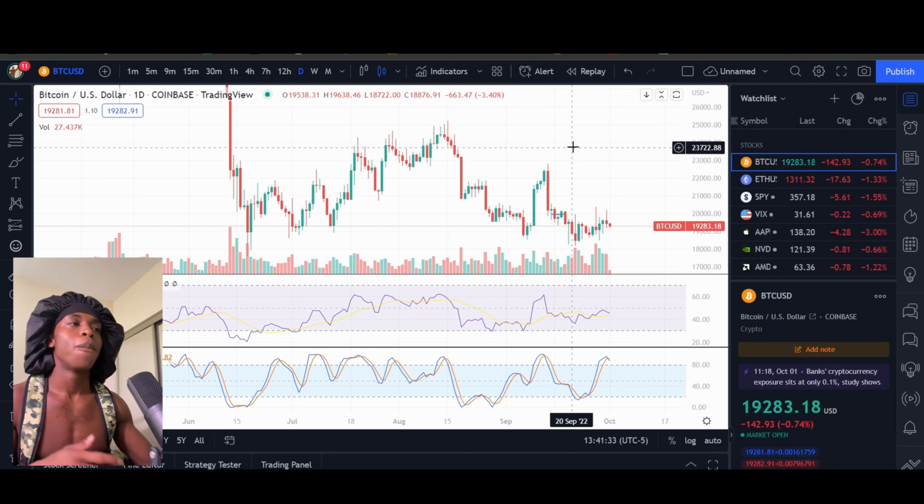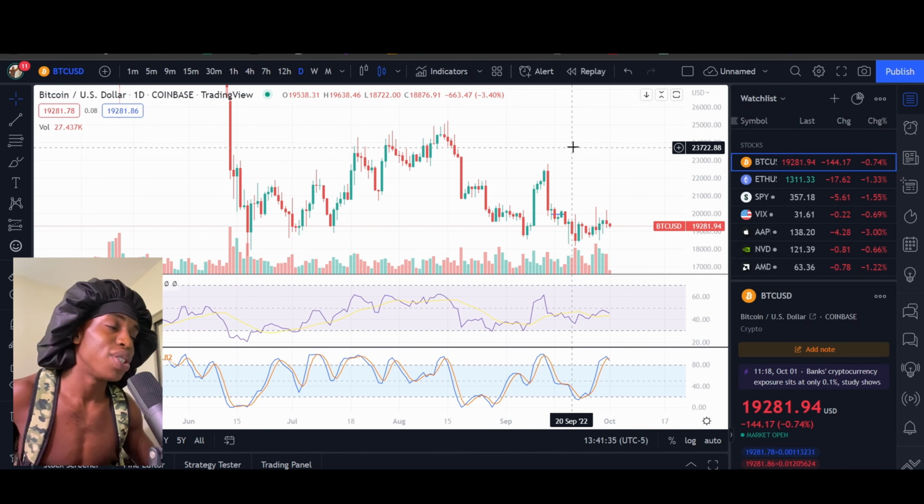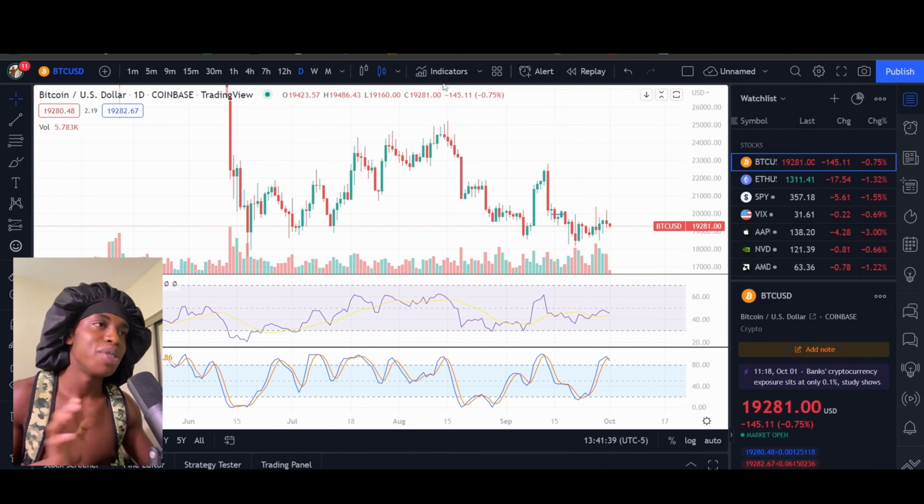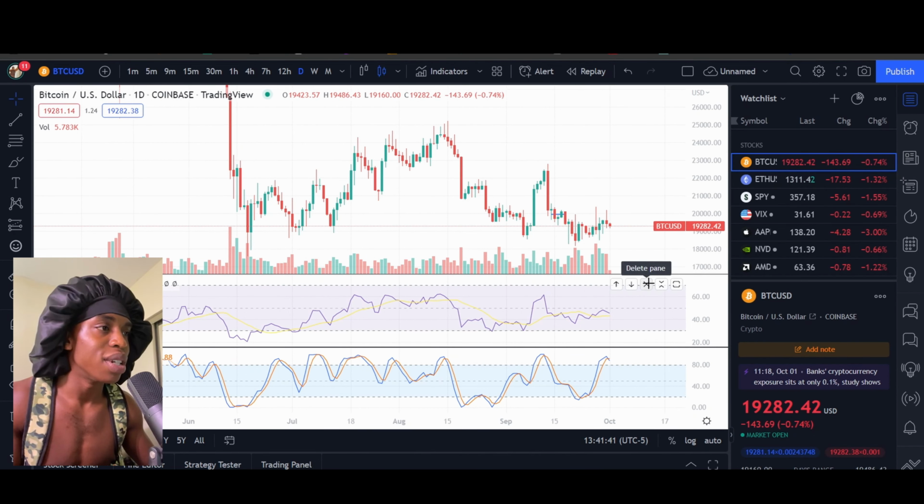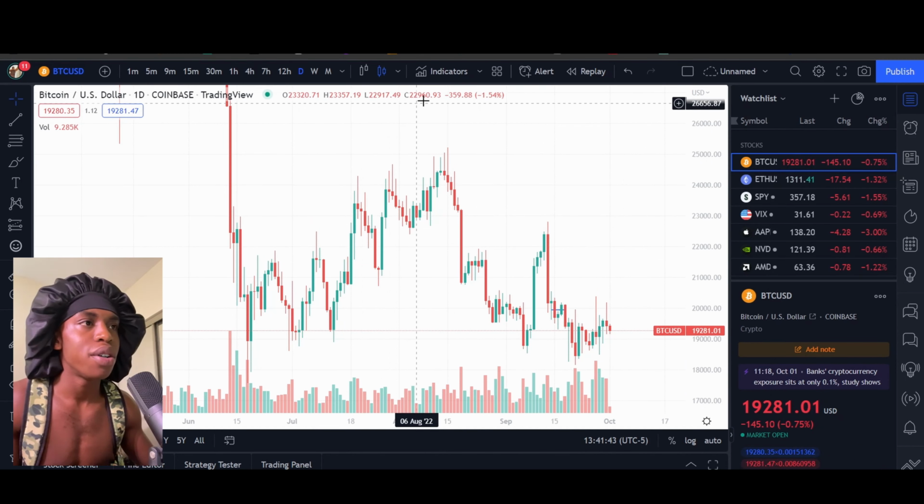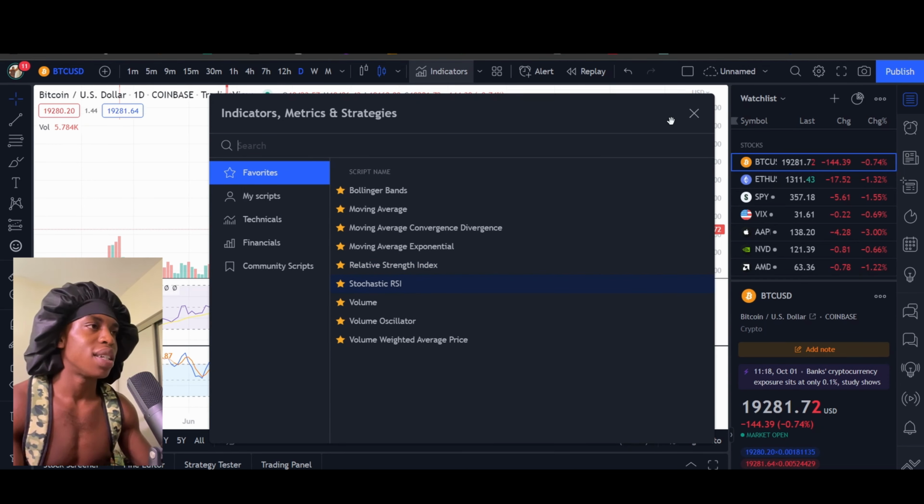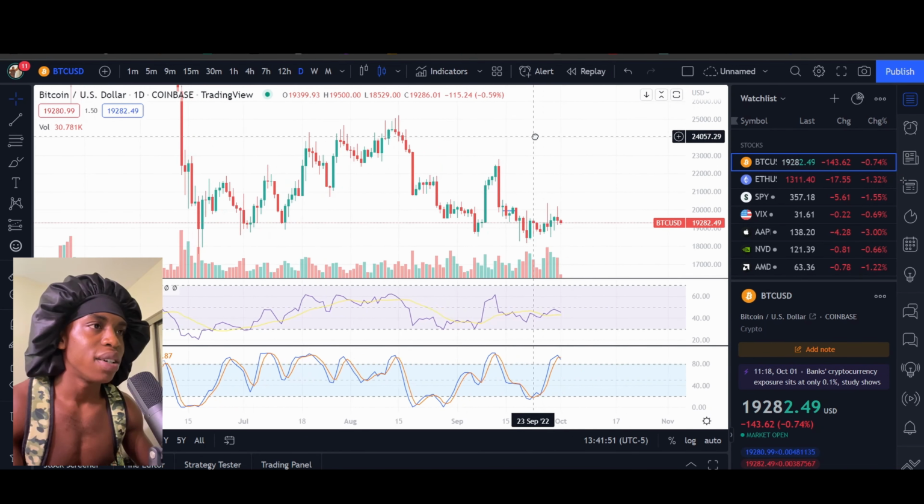Now this is Bitcoin. Before we even get into this, let me show y'all how I put up the indicators real quick. So this is currently TradingView. All you do is go to indicators, go to relative strength index, and go to stochastic RSI. Then here you go, that pops up right here.